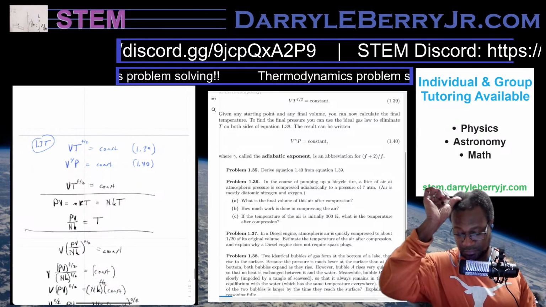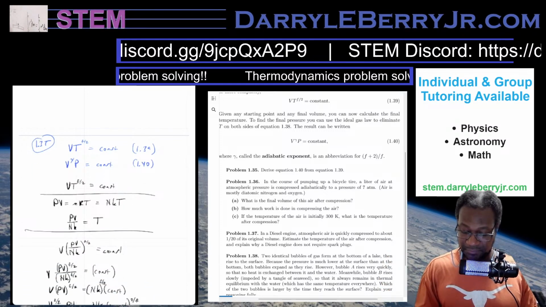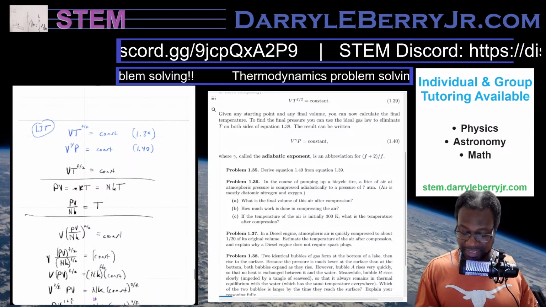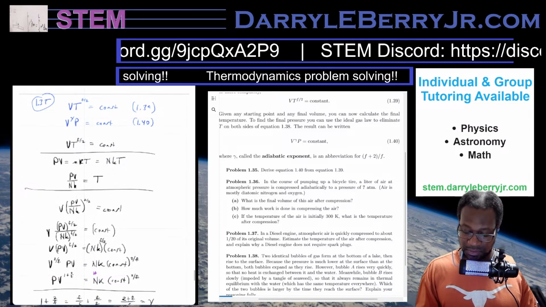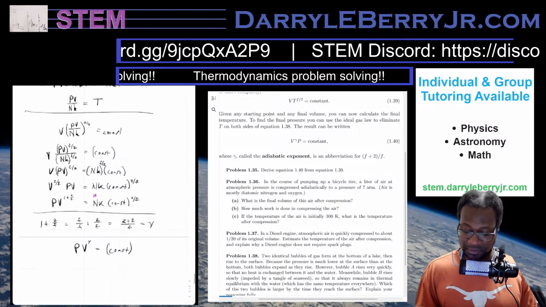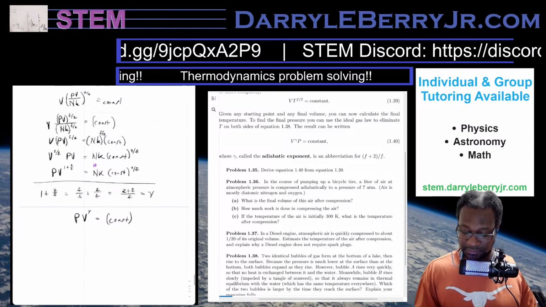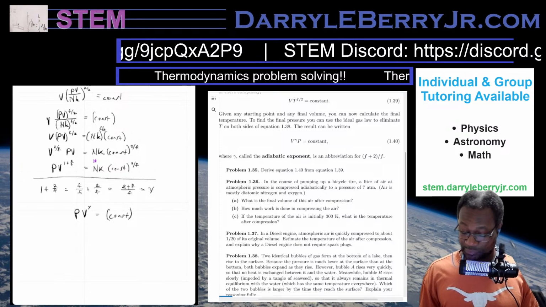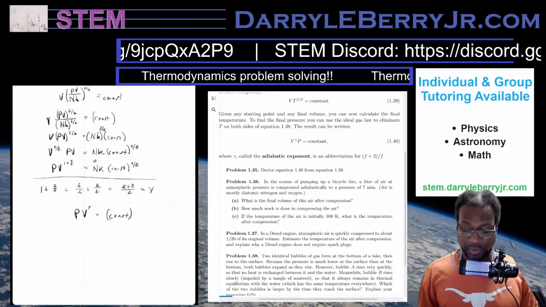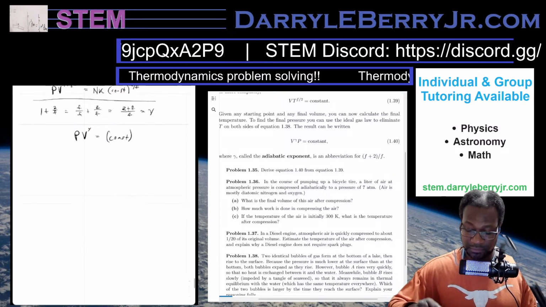Basically all we have to do, we want to get V^gamma P. We use the ideal gas law to get rid of T and put P. Anything that was not P, we just put on the other side and solve for the exponent and got what we needed. It is simpler. All right, two more problems.